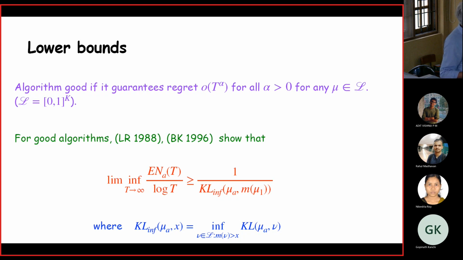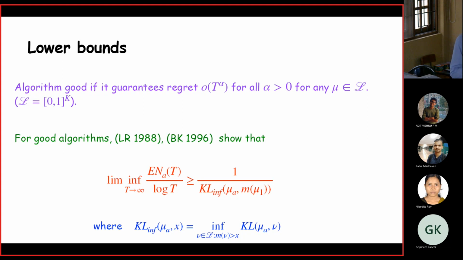So we'll restrict ourselves to these good algorithms, for any mu, a vector of probability distributions lying in this universe of probability distributions L. In this case, the universe is all the distributions supported on 0 to 1. For these kinds of algorithms with these guarantees, Lai and Robbins in 1988 came up with a lower bound, and Burnetas and Katehakis in 1996 generalized it. Basically, the number of times you pull each suboptimal arm a in total trials T must be at least log of T divided by the Kullback-Leibler divergence between mu a and some other distribution, and the way to find that constant here is the KL infimum. So I'll look at all the distributions whose mean is more than mu1, look at their KL distance, and take the infimum of that. That's what gives me a lower bound.